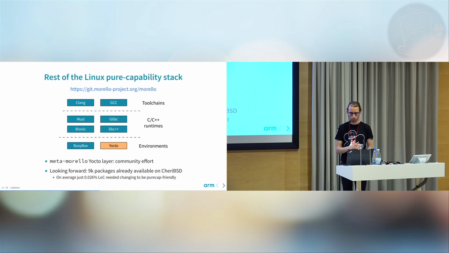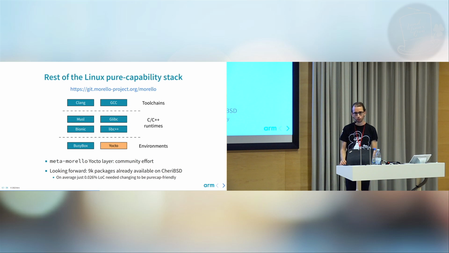Just talking a little bit about the rest, because it's not just the kernel, which is also hosted on Morello GitLab. In terms of toolchains, we have Clang, and we also now have Morello GCC. In terms of libc and C++, we've spent a lot of effort on musl, but we also have glibc. There's also been work on Android in general, so there is Bionic. And libc++, part of LLVM, to use with musl.